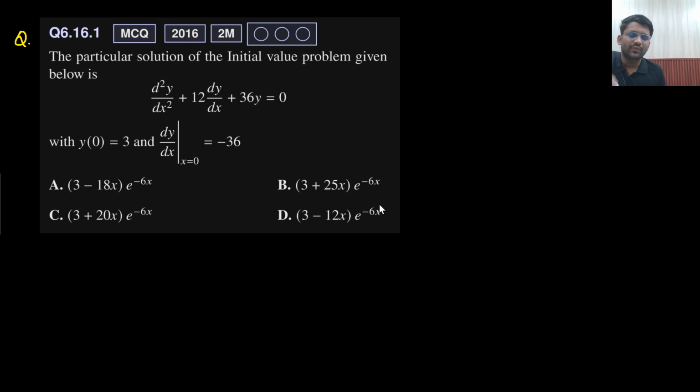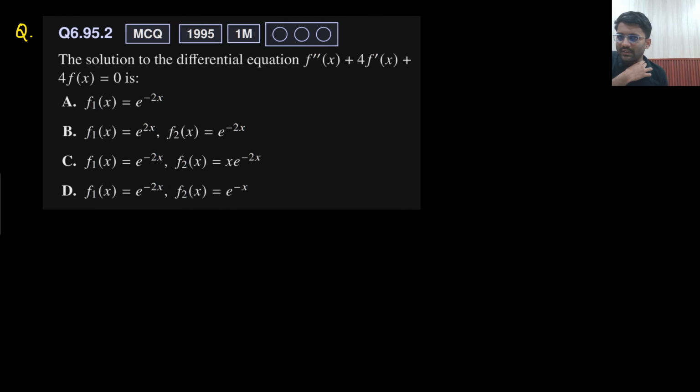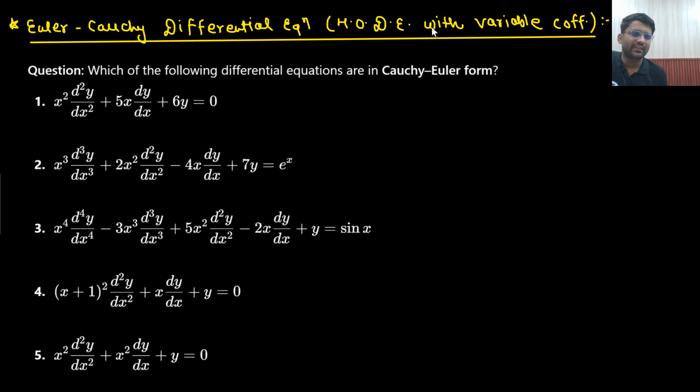Now we need to solve some questions. So look, some GATE questions we are going to solve. This question we will solve, then this one, then some more questions we will solve. After that, what we will study? We will study this Cauchy-Euler form, or you can say higher order differential equation with variable coefficient. But there will be a standard form. It's not that, sir, it is anything random. There is a standard form.